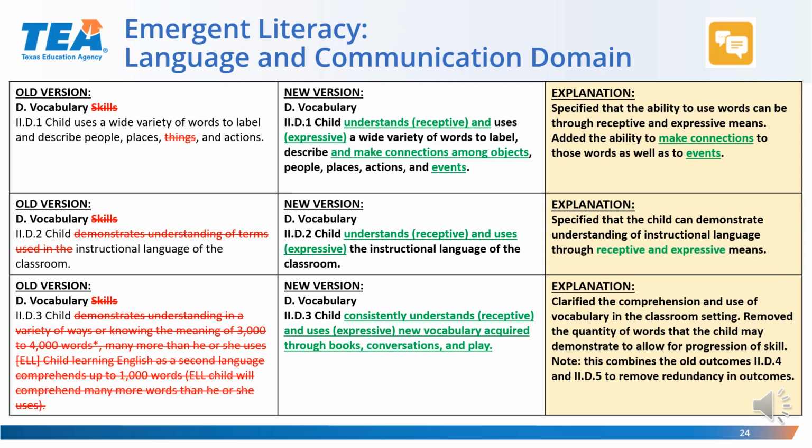Here are the revisions made within the skill area of vocabulary. Changes to 2D1 specified that the ability to use words can be through receptive and expressive means. It added the ability to make connections to those words as well as to events. Changes to 2D2 specified that the child can demonstrate understanding of instructional language through receptive and expressive means. Changes to 2D3 clarifies that the comprehension and use of vocabulary in the classroom setting through books, conversations, and play.